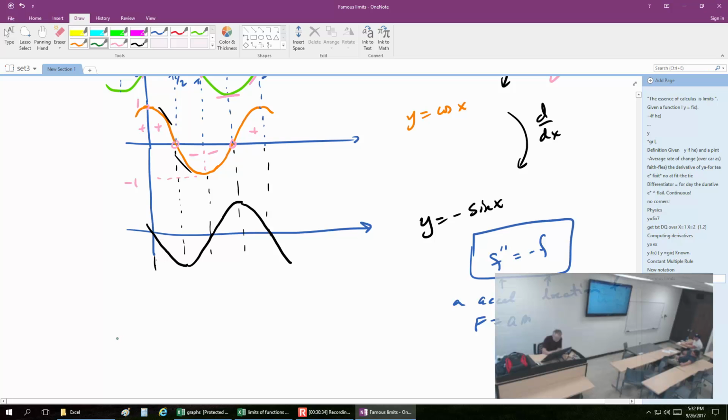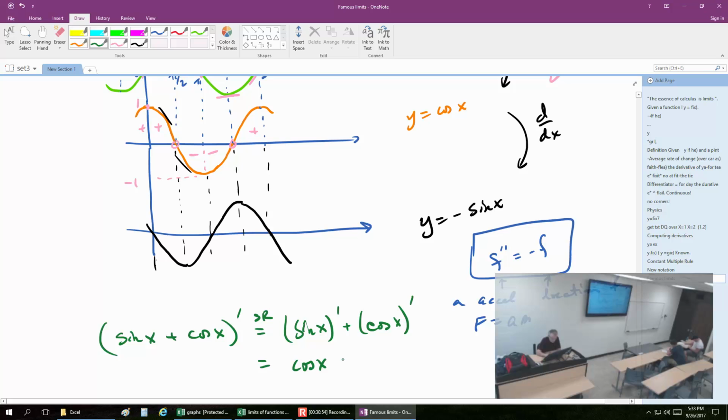Say, what is the derivative of sine x plus cosine x? Well, sum rule, right? I have sine x derivative plus cosine x derivative: cosine x minus sine x. And so on. All the rules apply, and now we could combine trig functions with each other, or trig functions and polynomial functions. All of that is now available.